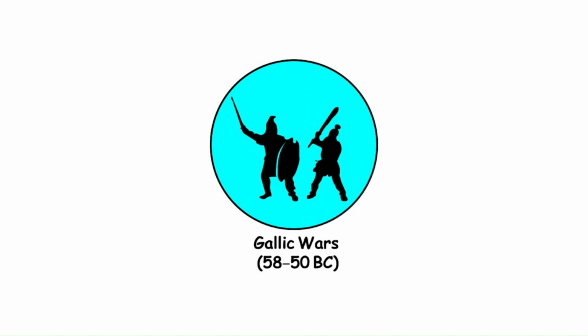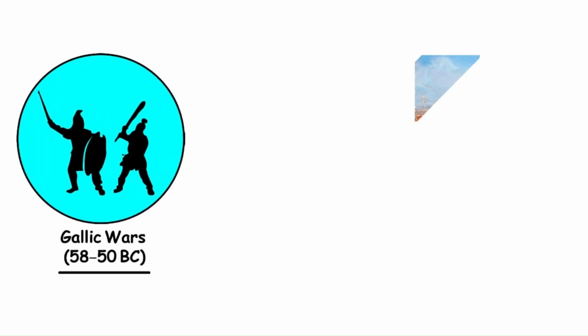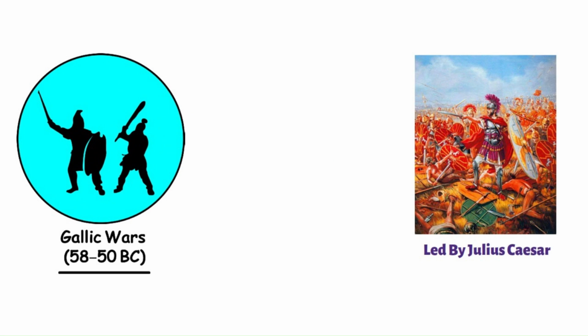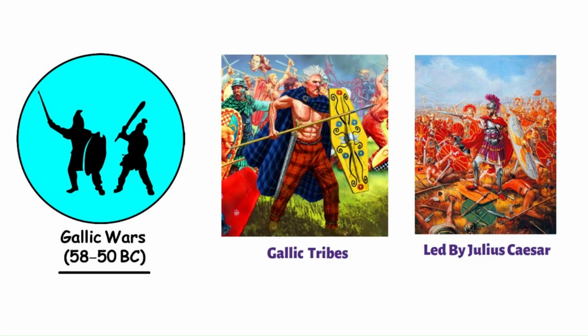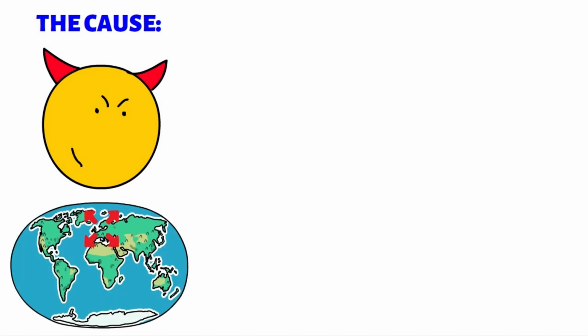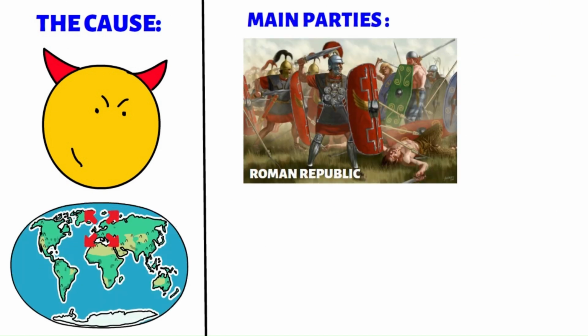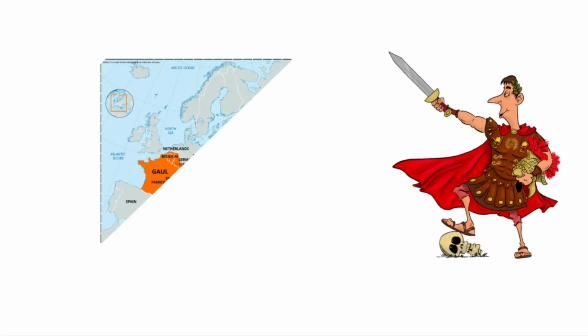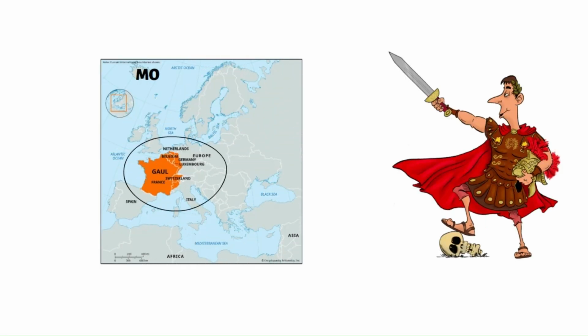Gallic Wars, 58 to 50 BC. The Gallic Wars were led by Julius Caesar against several Gallic tribes. The cause was Rome's desire to expand its territory. The main parties were the Roman Republic and various Gallic tribes. Caesar's victories resulted in the Roman annexation of Gaul, modern-day France.